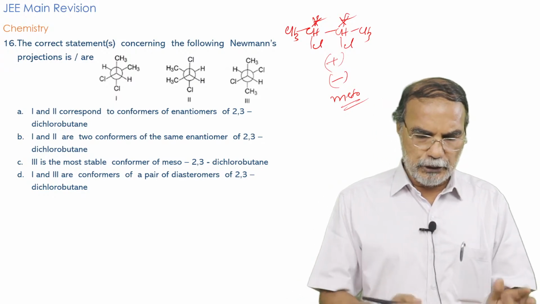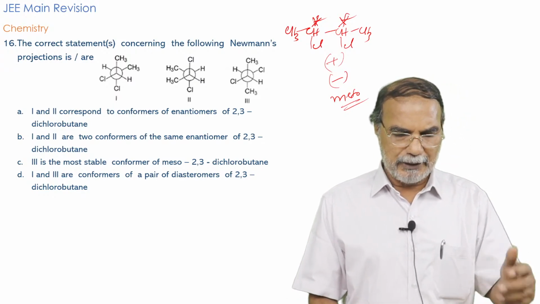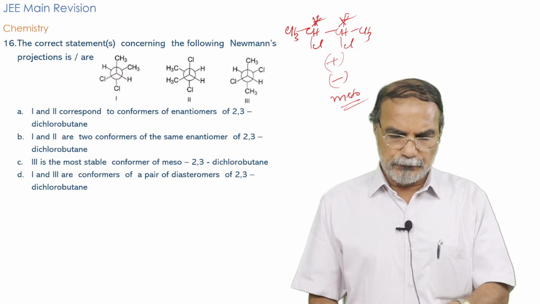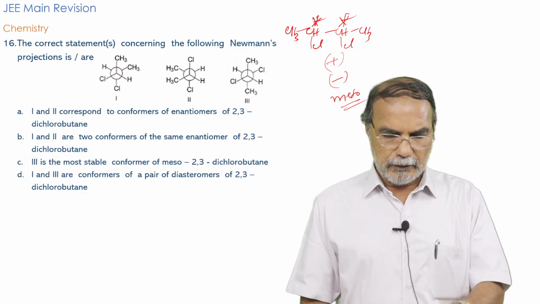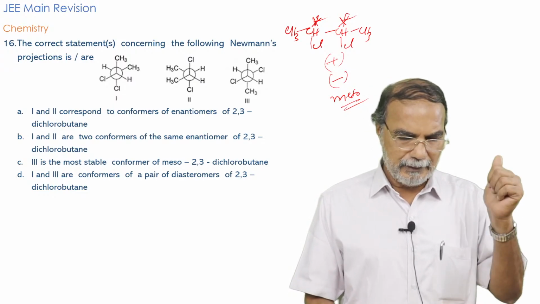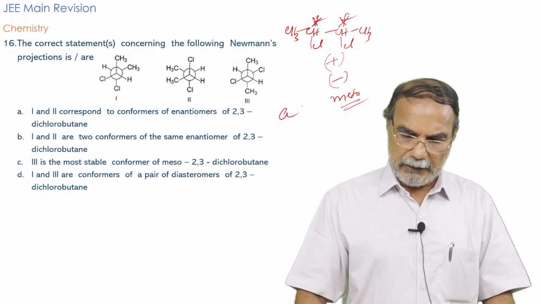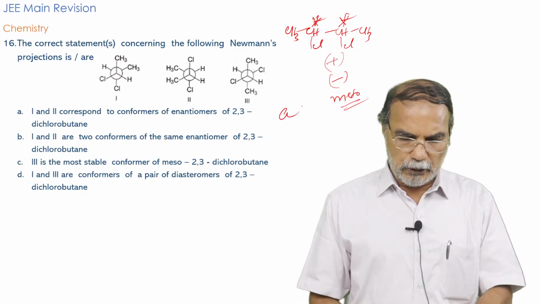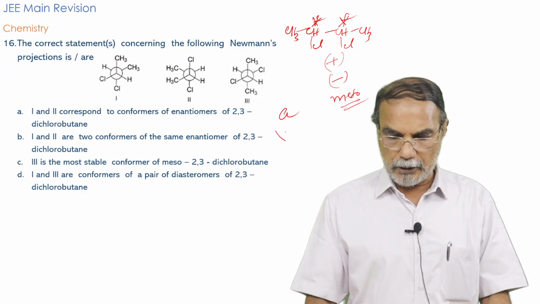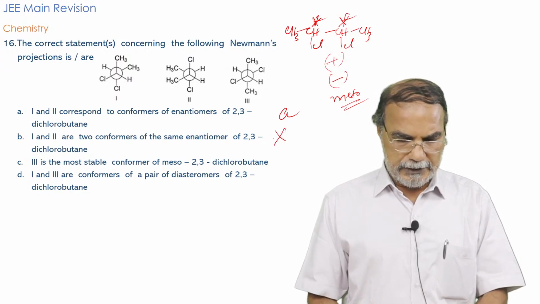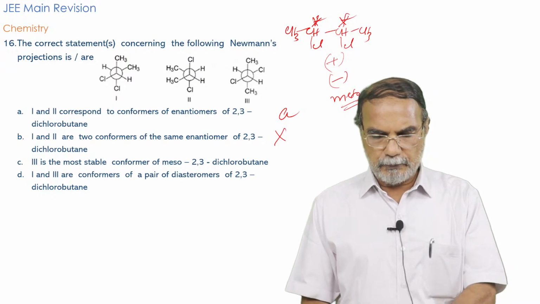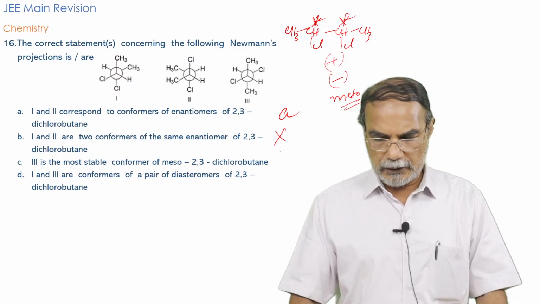Now look at the choices and see which choices will be correct. 1 and 2 correspond to conformers of enantiomers. That is correct. A is correct. 1 and 2 are 2 conformers of the same enantiomer, that is wrong. 3 is the most stable conformation of meso, that is already correct.